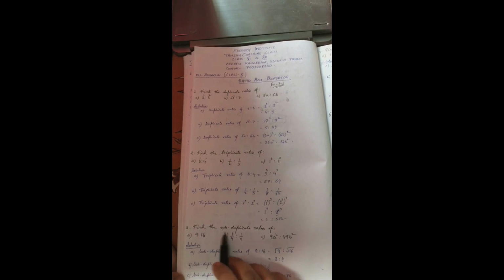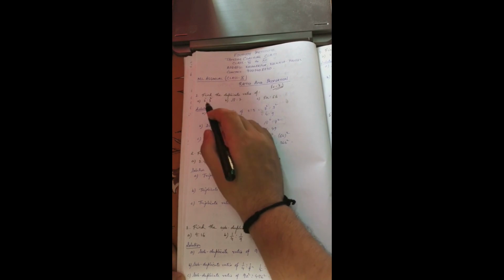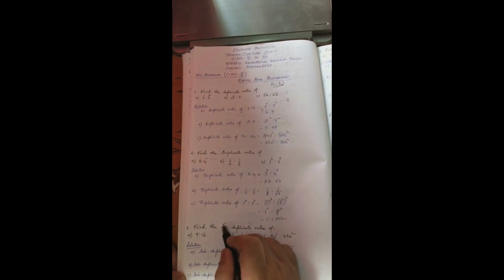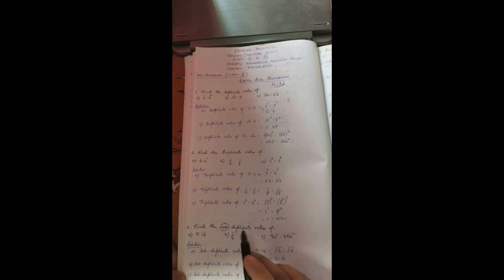Next sum is find the subduplicate ratio. Subduplicate means, see, duplicate ratio meant squaring. We have to square the ratio. But when the word subduplicate comes, it means we have to put square root. Duplicate is square, but subduplicate means square root. So subduplicate ratio of 9:16. So what we are going to do? Just square root of 9 is to square root of 16. That is 3:4. Square root of 9 is 3. Square root of 16 is 4.